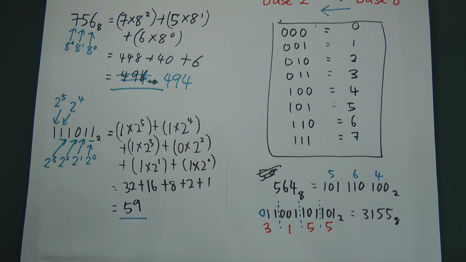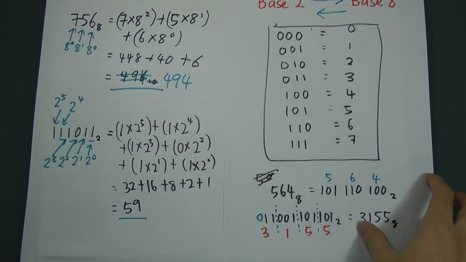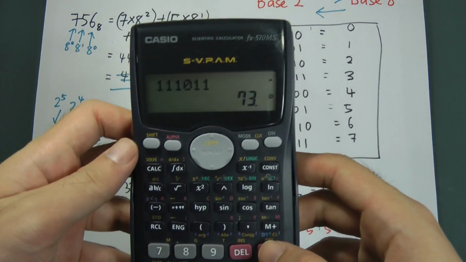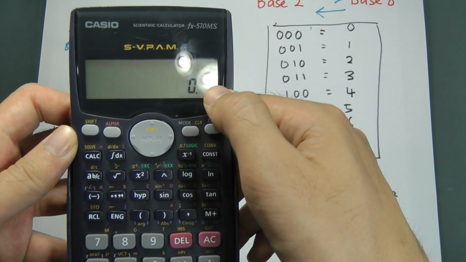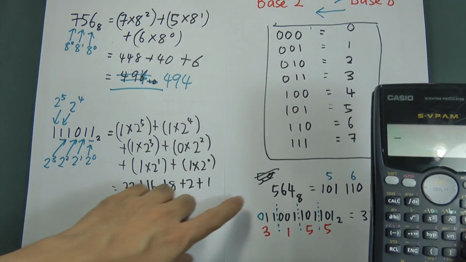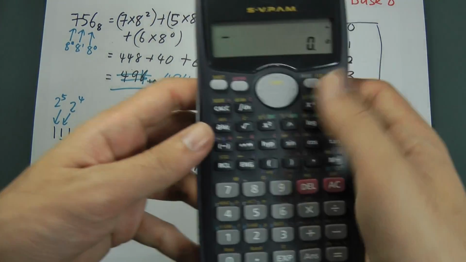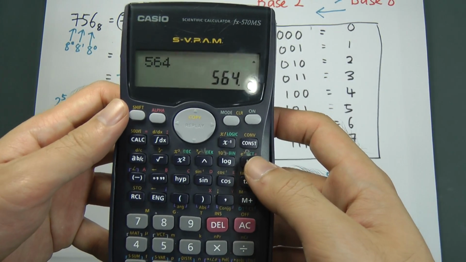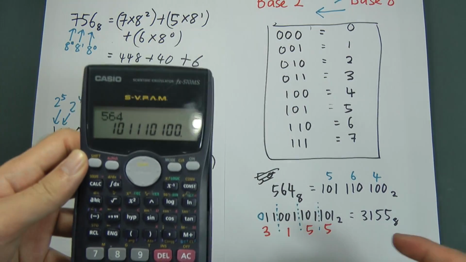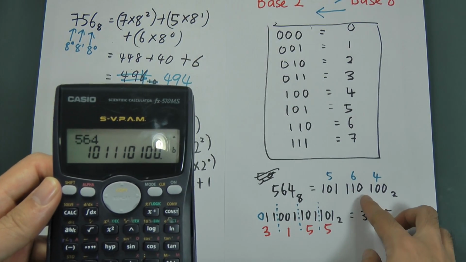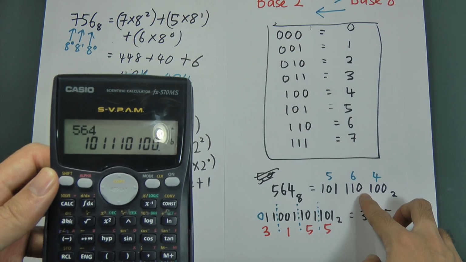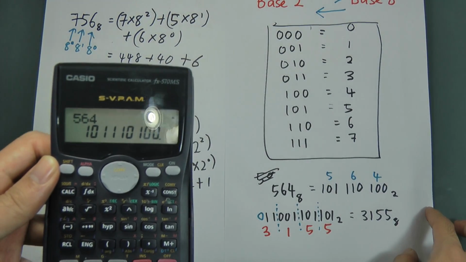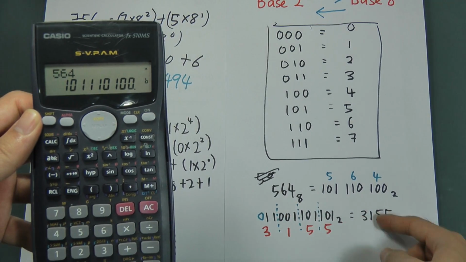Of course, if you do not believe the answer, maybe we do some checking using the calculator. This is base 8. Come back to here. O stands for base 8. So what number do we have? 564 in base 8. We change to base 2, we press the BIN. We got 101110100. See, exactly the same.